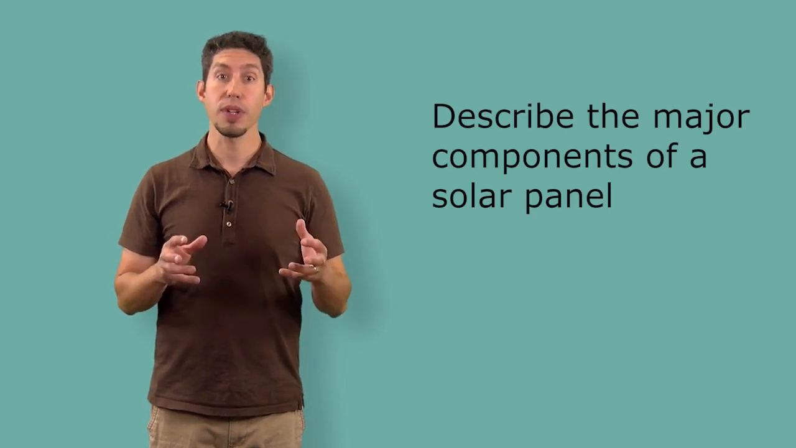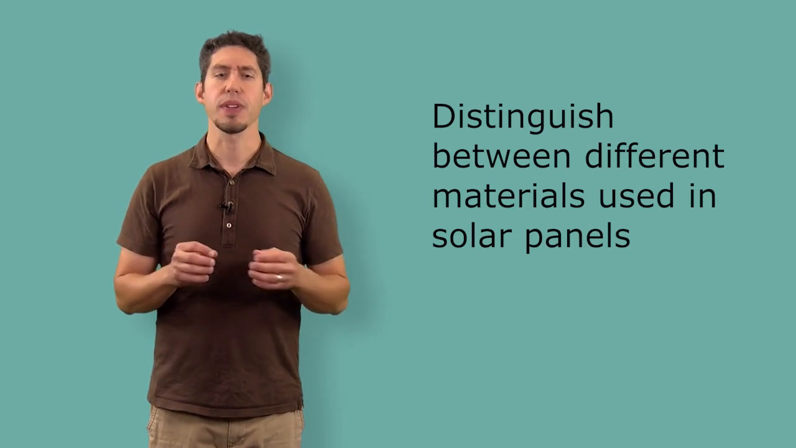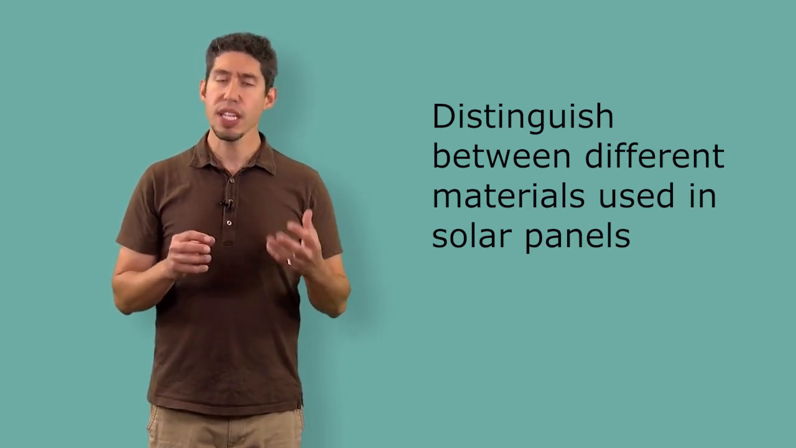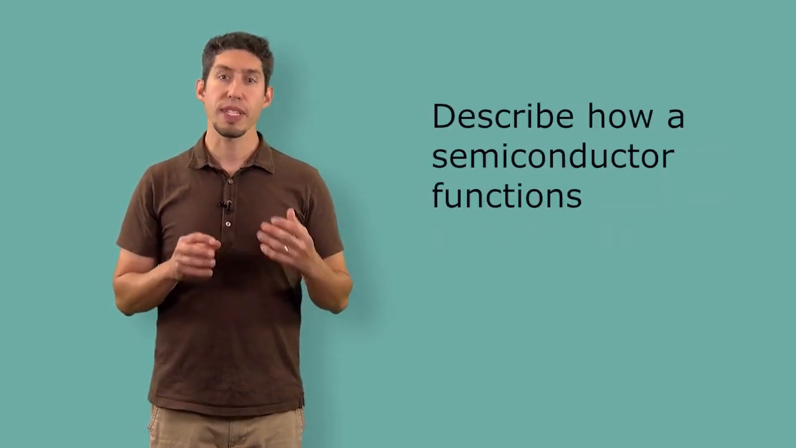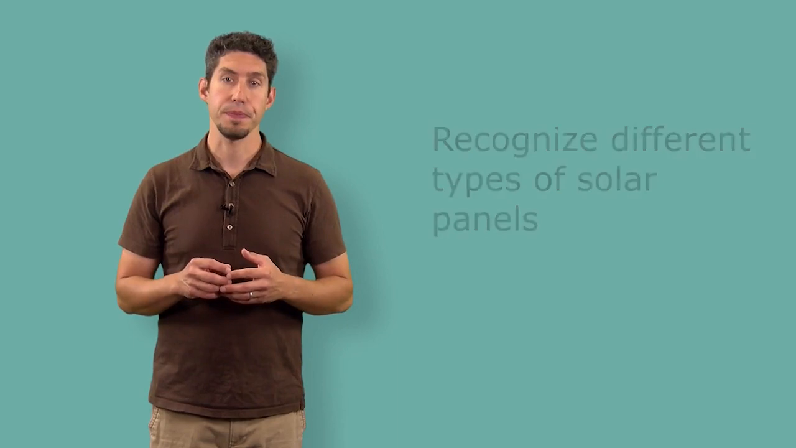electricity. By the end of this lesson, you should be able to describe the major components of a solar panel, distinguish between the different materials that are commonly used in solar panels, describe how a semiconductor functions, and recognize new and emerging types of solar panels.